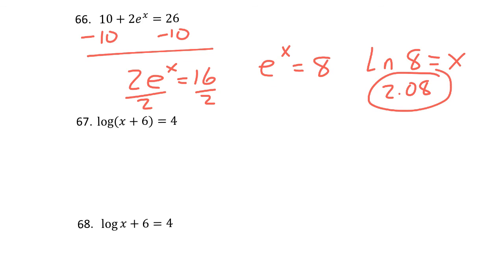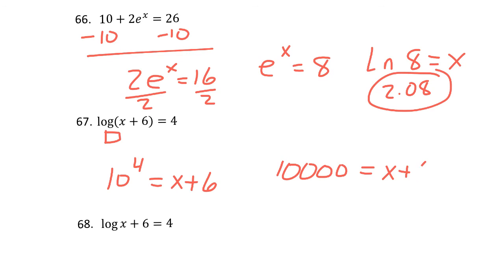Number 67 is a base 10 log, so it's 10 raised to the 4th that equals x plus 6. 10 raised to the 4th is simply 10,000, but I would have to subtract 6, and so 9,994.